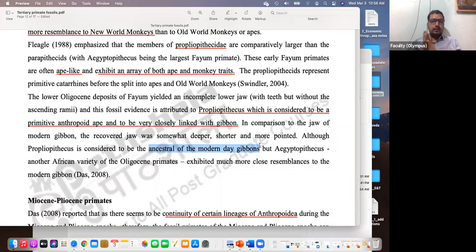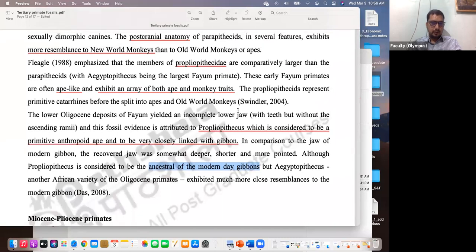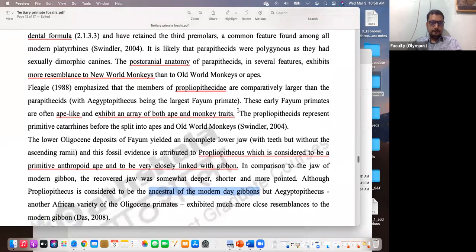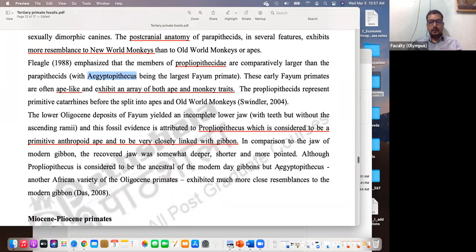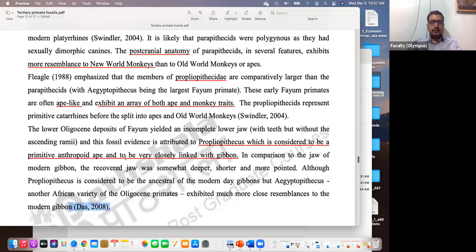But there's still debate whether they are the modern ones. I'm not sure whether I mentioned to you here. So they found Egyptopithecus, one of the largest primates they found. Some scientists or archaeologists have thought that they probably are more like ancestors to the modern gibbons. Modern gibbons. Okay, but what are we learning here?